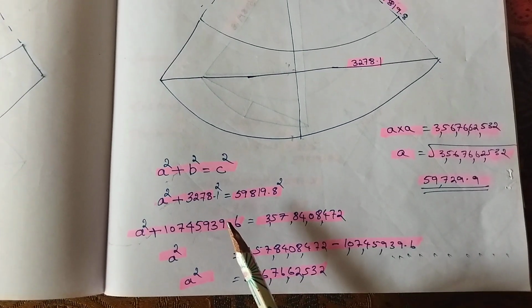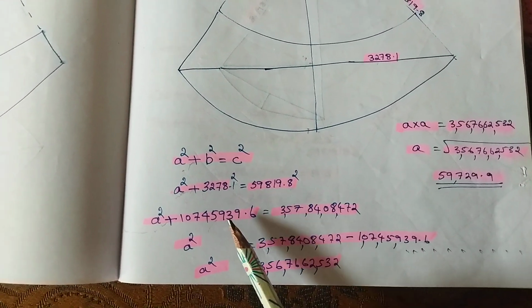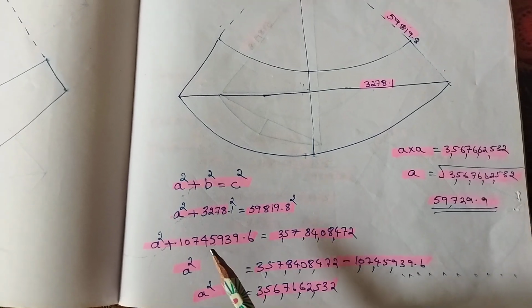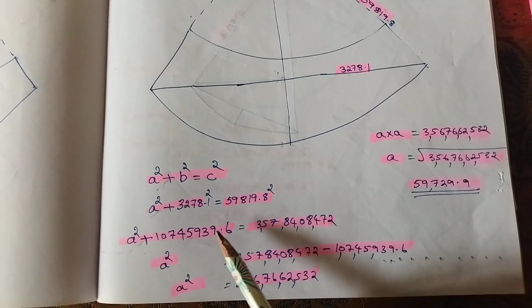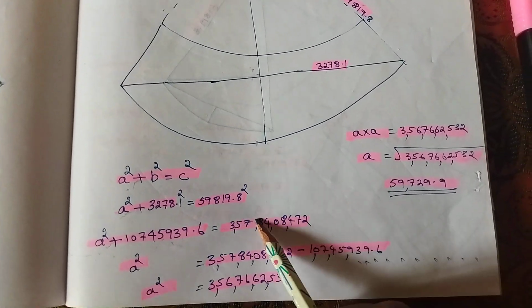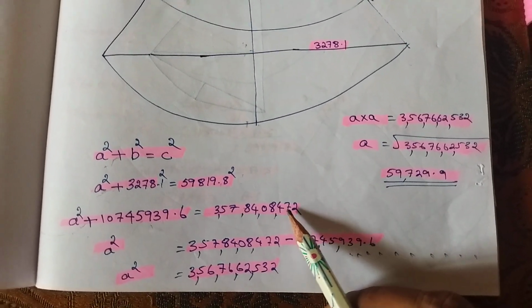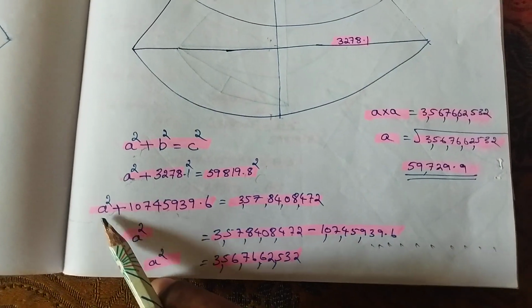Again, I am not using a calculator to teach you because we don't have time. I have already calculated and written here. Okay, A square plus B square is equal to C square. This has been squared and this measurement has been got. You just check. But we have to find out A square.